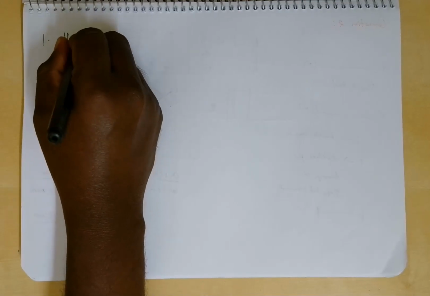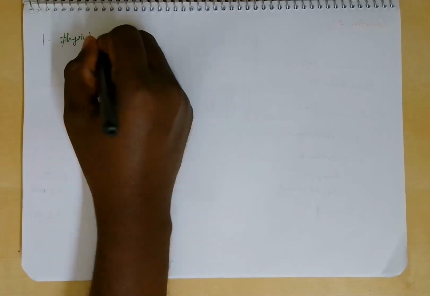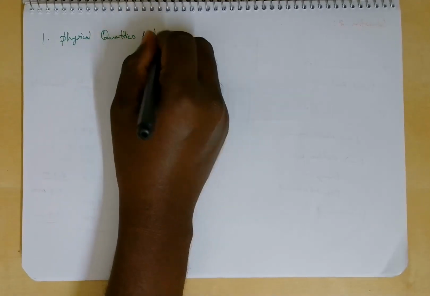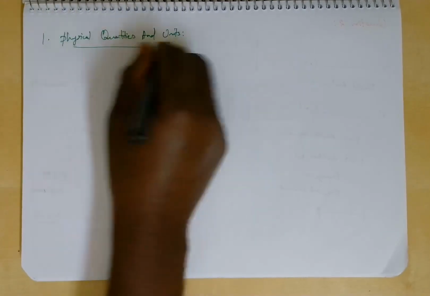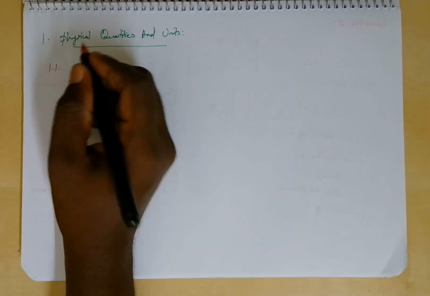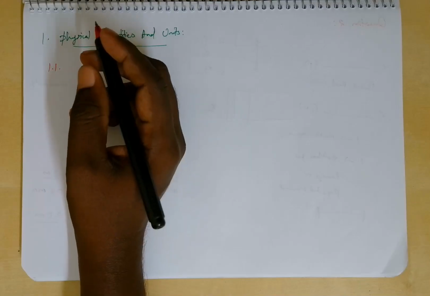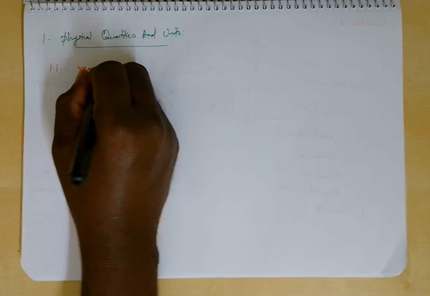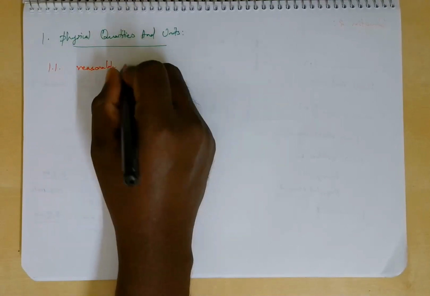Okay, so we will start with chapter 1, the physical quantities and units. In 1.1, we do not have any direct formula, but we have to understand reasonable quantities.